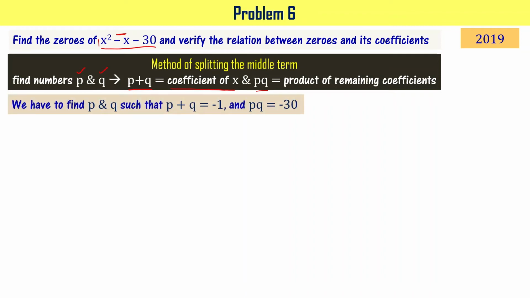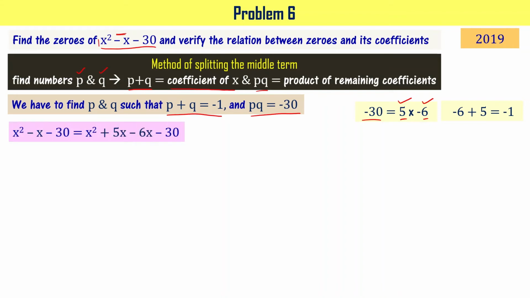Let's write that. We have to find p and q such that p plus q equal to minus 1 and pq equal to minus 30. So what numbers can you think of? I can say that 5 times minus 6 equal to minus 30, right? And 5 plus minus 6 equal to minus 1. It means these two numbers, 5 and minus 6 for p and q, are satisfying both the requirements. P plus q is minus 1 and pq equal to minus 30, right?